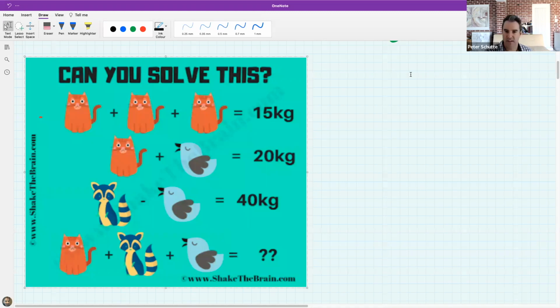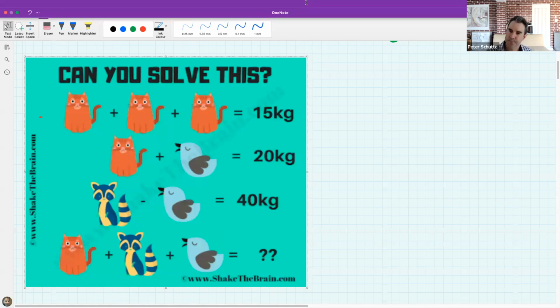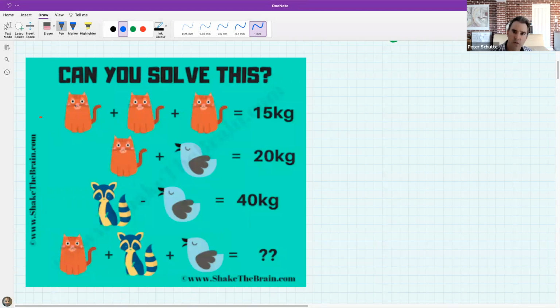Sino, I think you're onto something there. So Sino has helped us out there. You can see clearly this is a 5. I agree with you, Kumar. So this is 15.